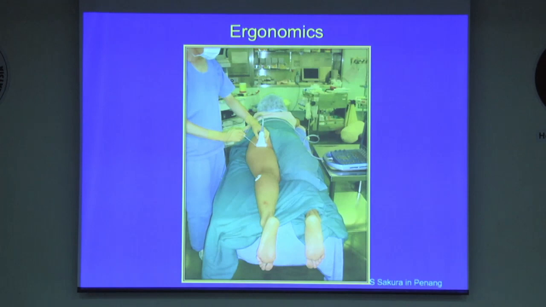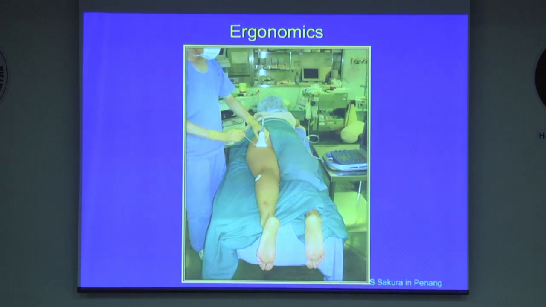So you should position the patient in a way that allows you to reach the block area very comfortably. The height of the bed and the position of the patient on the bed should be optimized, so you can look down at the needle or probe alignment, and then up at the image on the screen.